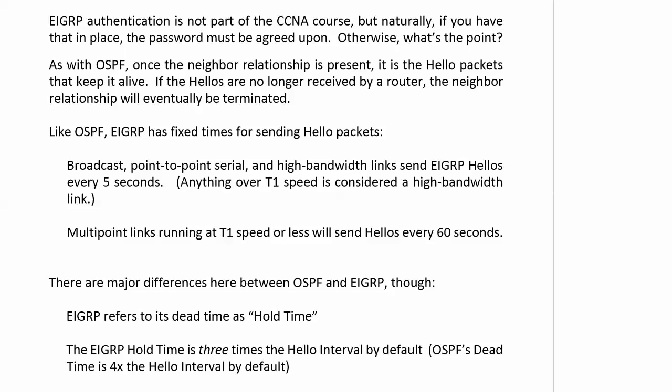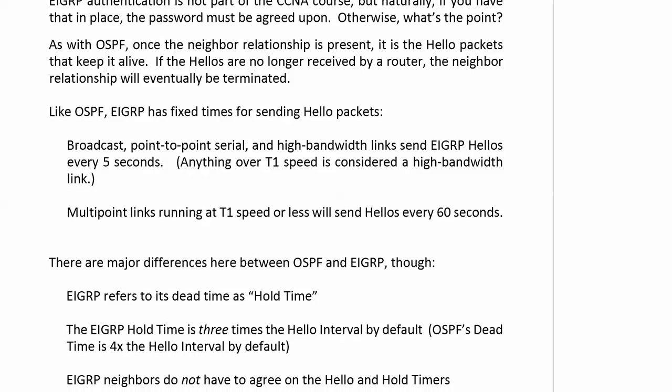Now, like OSPF, EIGRP has fixed times for sending hello packets. And that is: broadcast, point-to-point, serial, and high bandwidth links will send EIGRP hellos every 5 seconds. So we're going to find a problem pretty quickly. And anything over T1 is considered to be a high bandwidth link by EIGRP. Multipoint links running at T1 speed or less are going to send hellos every 60 seconds.